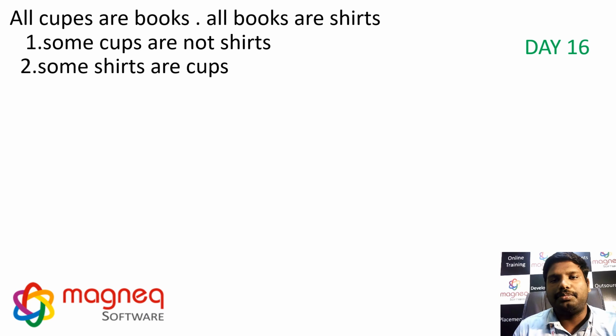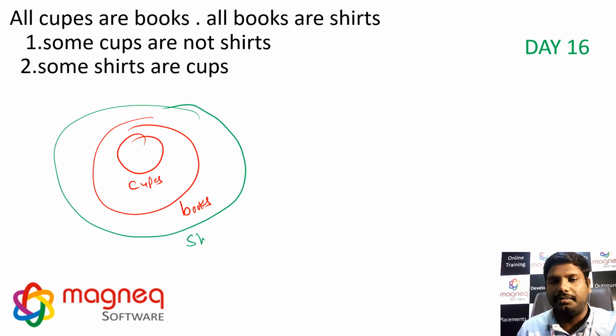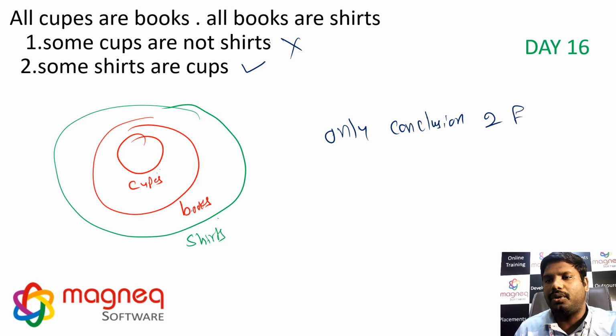Next, all the cups are books. All the books are sheets. So first, cups are books. Next, all the books are sheets. Some cups are not sheets. False, because there is a relation between cups and sheets. So the given conclusion is wrong. Some sheets are cups. True. So only conclusion 2 follows.